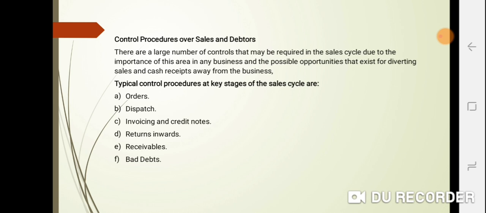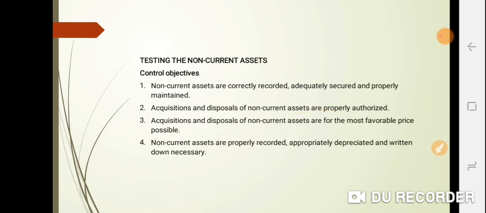These are the objectives as well as procedures the company has to follow while dealing with sales and debtors. Then we have testing the non-current assets. Testing non-current assets also has control objectives as well as control procedures. We'll discuss this, and this is very important from your examination point of view.